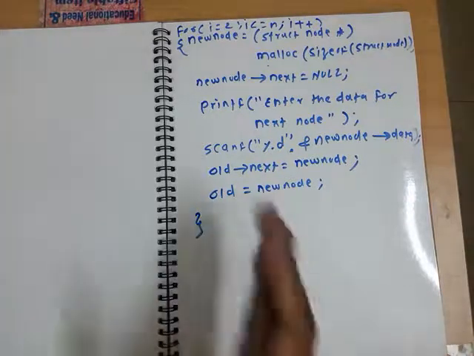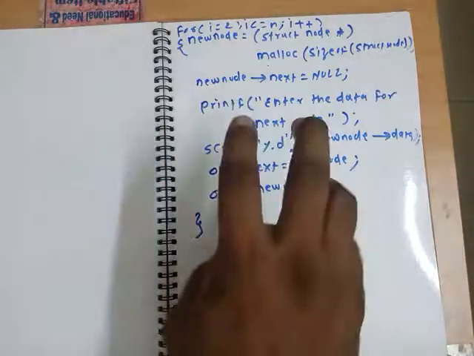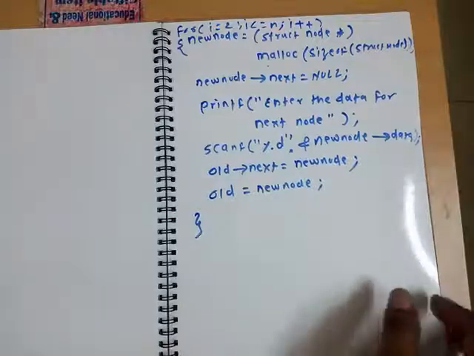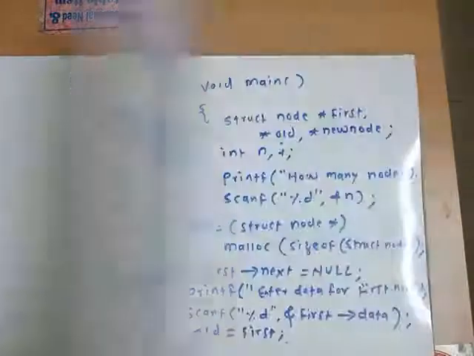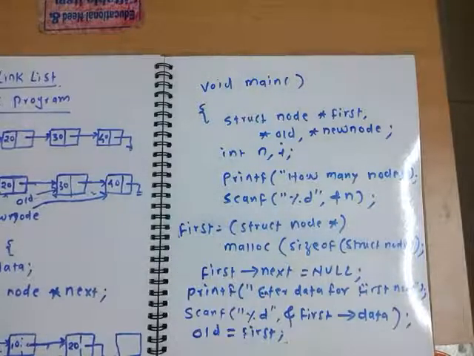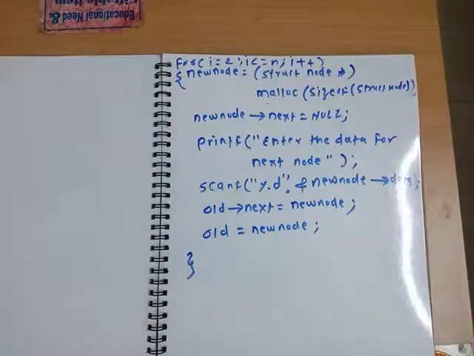So we create nodes from 2 onwards, because the first node is created outside of this block by using this code. We have created the first node. And at the end of this code we'll have the linked list created.